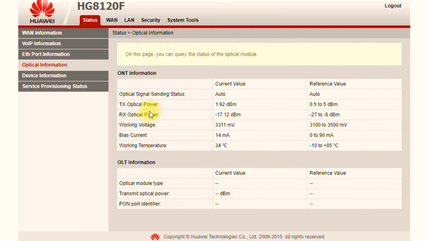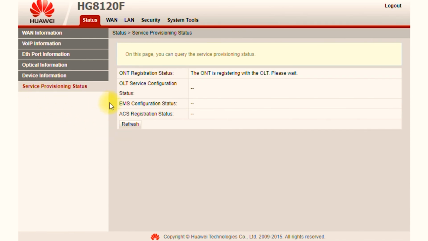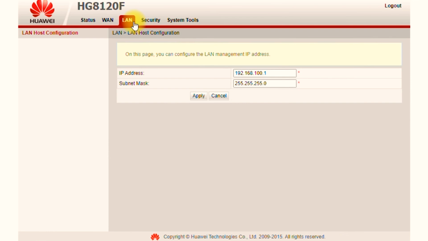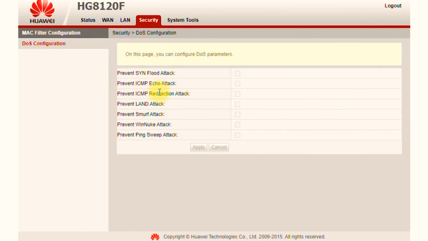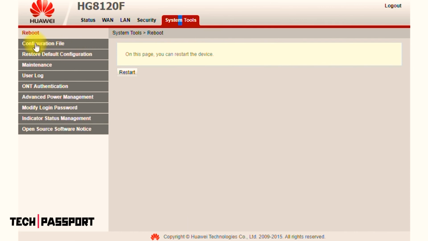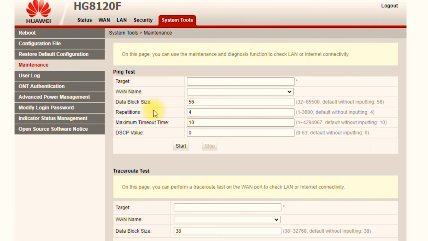Additionally, the HG8120F has built-in wireless functionality, so you can connect to it via Wi-Fi and access the internet wirelessly. The HG8120F also provides several advanced features, including quality of service, QoS, for traffic management, virtual local area network, VLAN, for network segmentation, and access control list, ACL, for security. Additionally, it supports remote management via the web-based management interface, which allows service providers to manage and maintain the device remotely. It is important to note that the device configuration and settings might vary based on the service provider. Please refer to the service provider's manual and guidelines to configure the device.